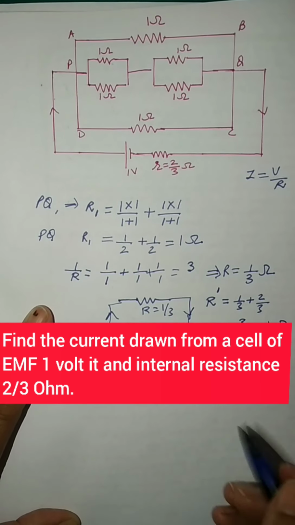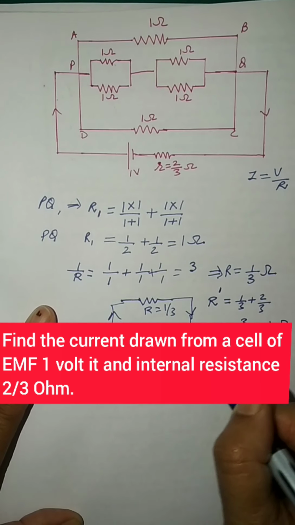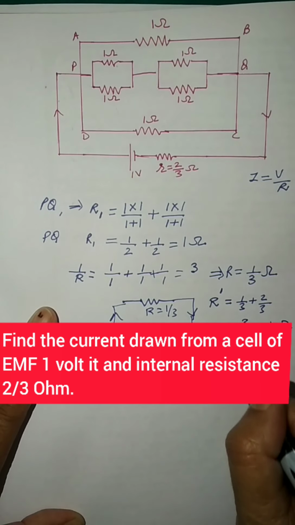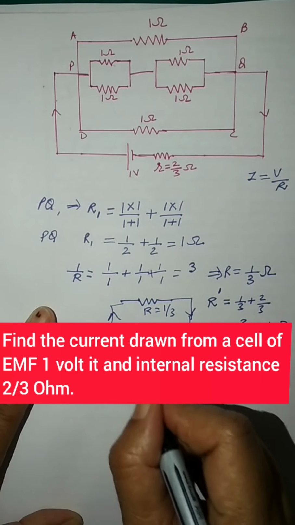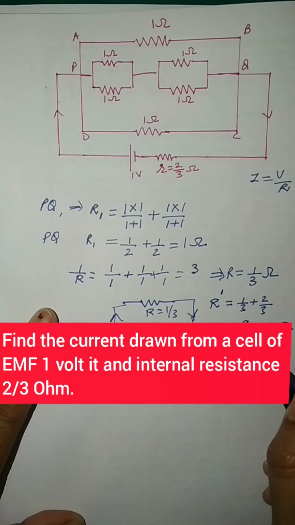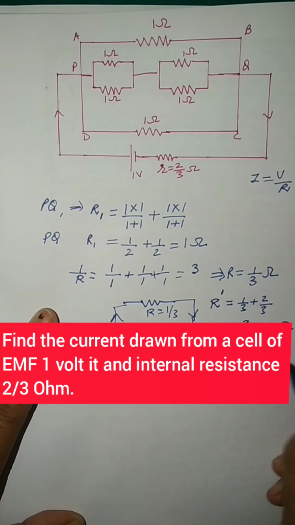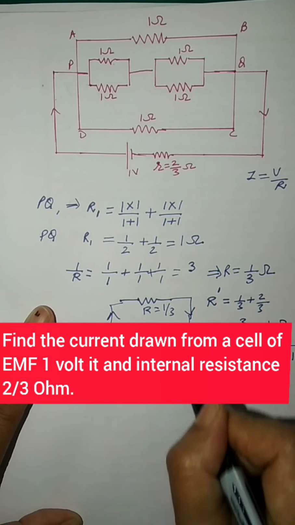So what will be my current? As you know, your current is equal to V by R. And now what is V? What is the EMF of the battery? 1 volt. So it's 1 volt by 1 ohm. So my current is equal to 1 ampere.